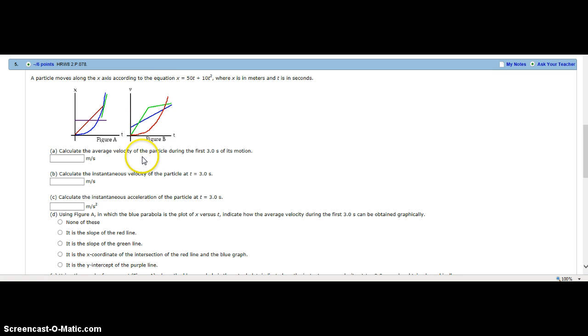A says calculate the average velocity during the first 3 seconds of its motion. Well, again, we know that average velocity is change in position over change in time. B, calculate instantaneous velocity at t equals 3 seconds. Again, we know we can use a derivative to find that. Instantaneous acceleration, well, acceleration is the second derivative of position.